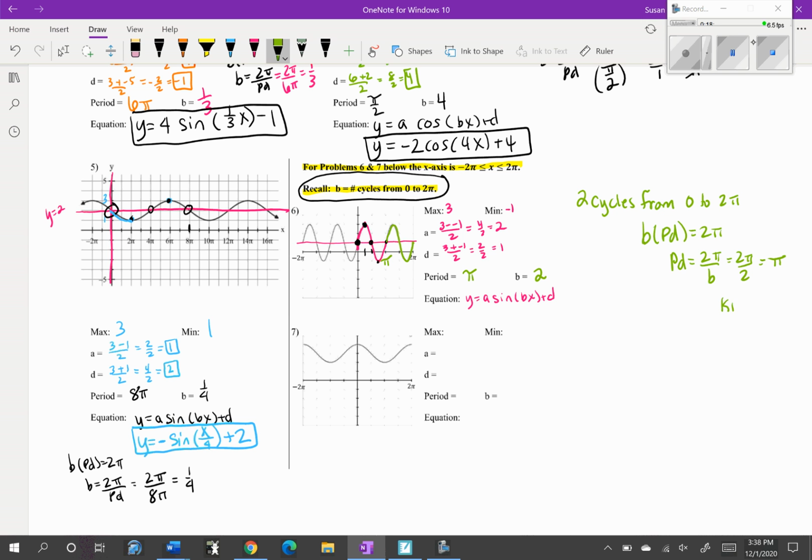So if we were to find the key points, it would be the period divided into 4 equal parts of pi over 4. So it means it's actually going by 1 pi over 4, and then 2 pi over 4, which is pi over 2, 3 pi over 4, and 4 pi over 4 would be pi. I just wanted you to be able to see that.